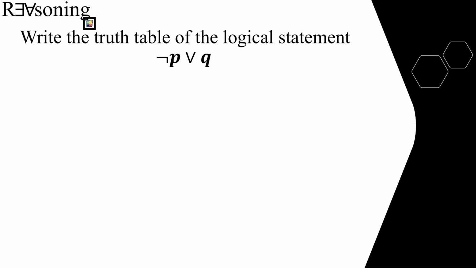Our task is to write the truth table of the logical statement, not P or Q. The truth table that we are going to construct will have the number of rows determined by this formula. We'll have 2 to the power of n, where n is the number of propositions identified. Since we have only 2, that's P and Q, we'll have here 2 squared, which is equal to 4. As mentioned, this determines the number of rows for our truth table.